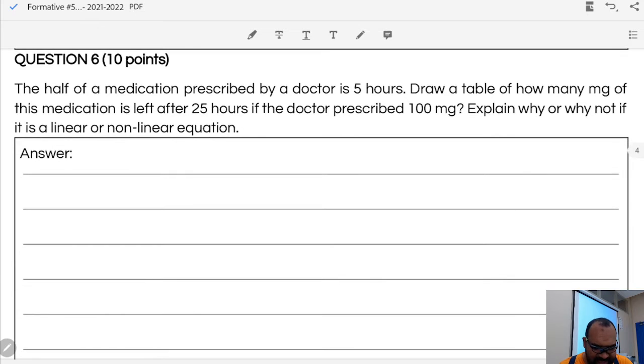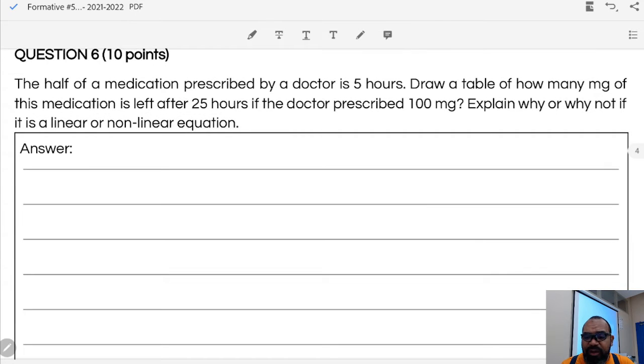Question 6. Attention here. The half of a medication prescribed by a doctor is taken every 5 hours. What does it mean? I will drink a half of the medication each 5 hours. Draw a table. How many milligrams of this medication are left over after 25 hours if the doctor prescribed 100 milligrams? A table.